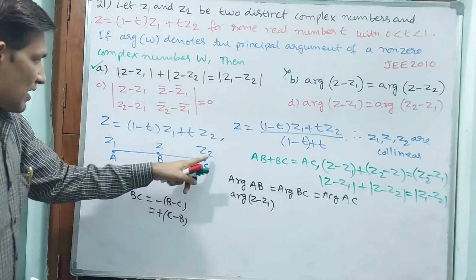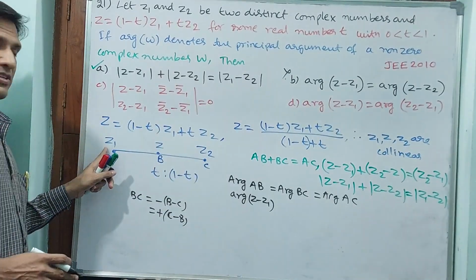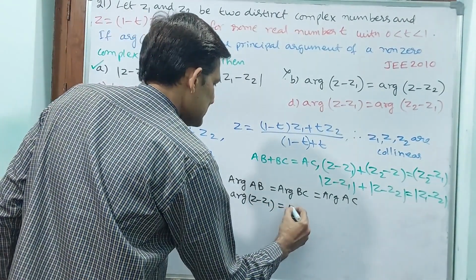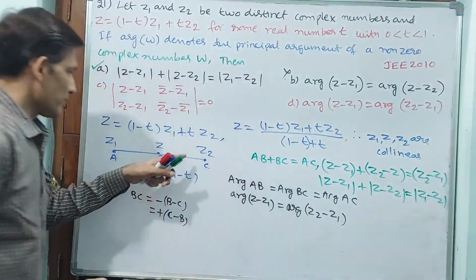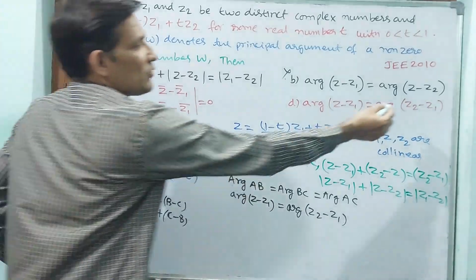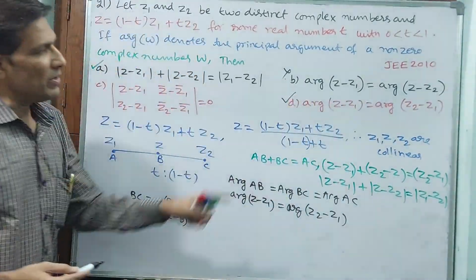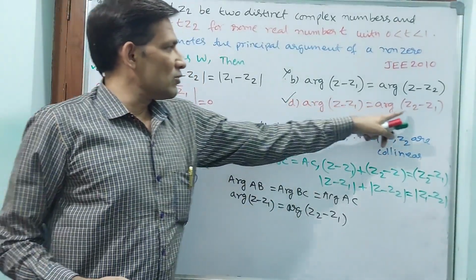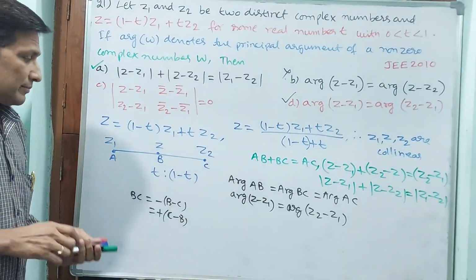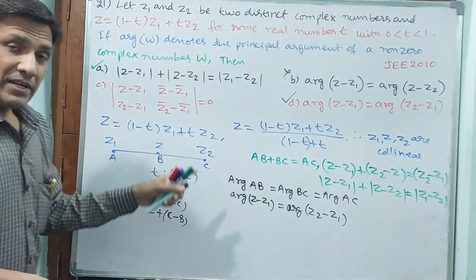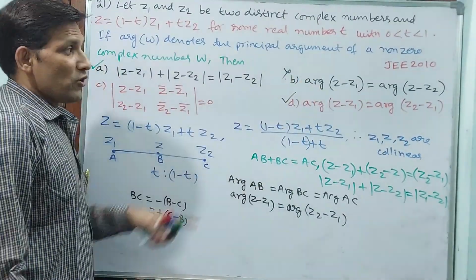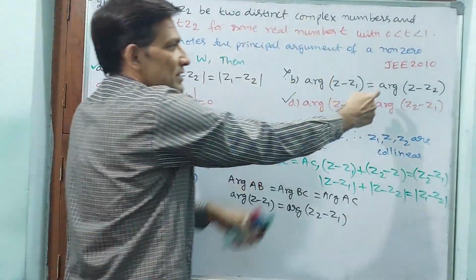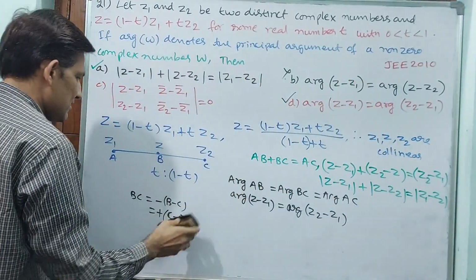Argument of z minus z1 means z2 minus z1. See, z2 minus z1, this is correct. Argument of z minus z1 is equal to argument of z2 minus z1. If at all modulus is there, then B also will be correct. If you apply modulus, then B also is correct. But modulus is not there. That is why that is not correct.